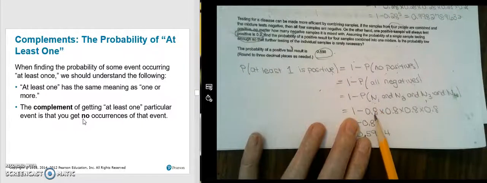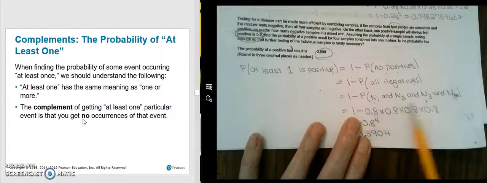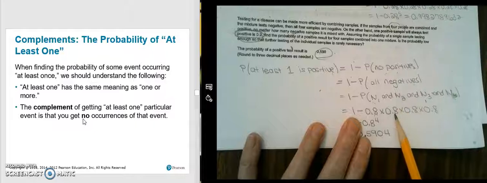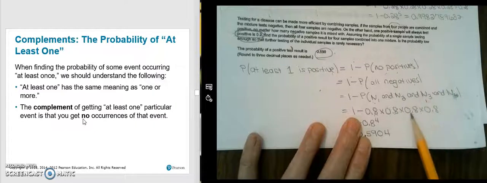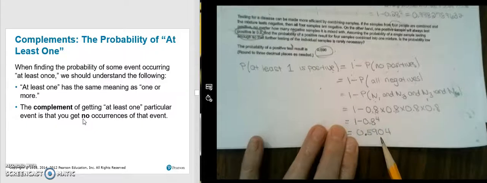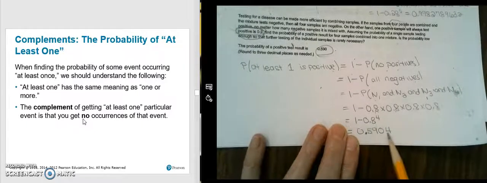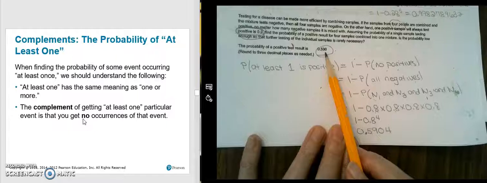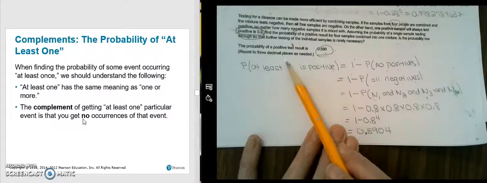So the probability the first one tests negative is 0.8, and then I multiply by the probability the second one tests negative, which is 0.8, and then I multiply the third one and the fourth one. So we have 0.8 to the fourth. If we simplify that, we get 0.5904, which of course you can round differently. In the homework, they have you round like this, to 3 decimal places.